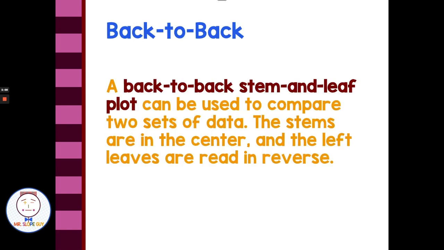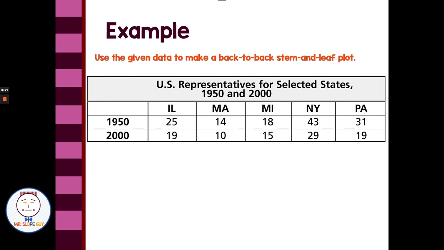We can also have what's called a back-to-back stem and leaf, and a back-to-back stem and leaf can be used to compare 2 sets of data, and the stems would be running down the center of our graph, and we'd have one set of data that's read from left to right, and one set of data that's read from right to left. So let's see what that looks like with a back-to-back stem and leaf plot.